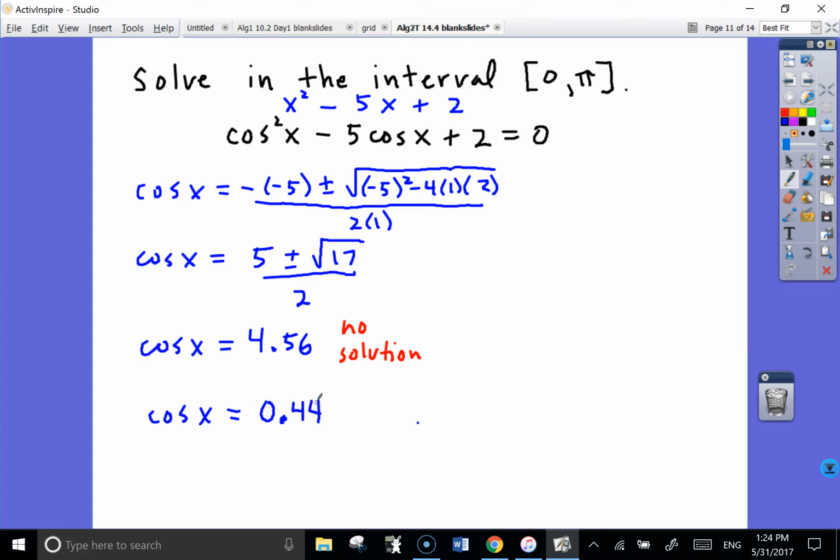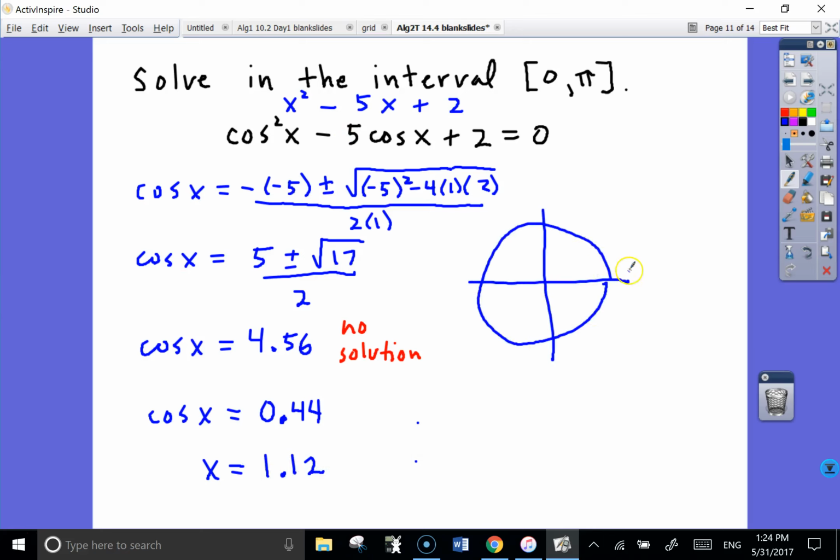Okay, so let's see. If cosine of x equals 0.44, then x equals the cosine inverse. Second answer, 1.12. And let's see, if I look on the circle, again, this is 0, this is 1.57. 1.12 would be somewhere about right there.